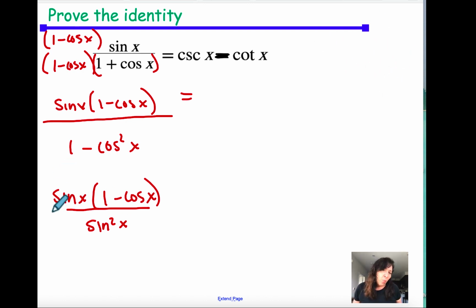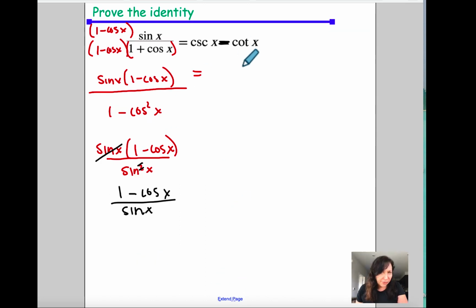I do see one sine of x can cancel with one of these. And so now I have 1 minus cosine of x over sine of x. Now, this is equal to the right side, but it's not in the right form yet, so I have to keep working the left side, working one side. But I do see that my denominator goes to both of my numerators. You know how you usually combine the denominators so you can add the numerators? We're actually going to split them apart.